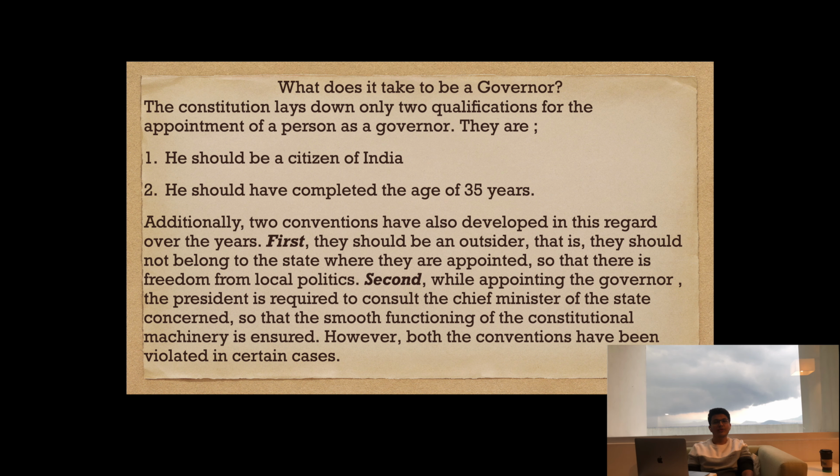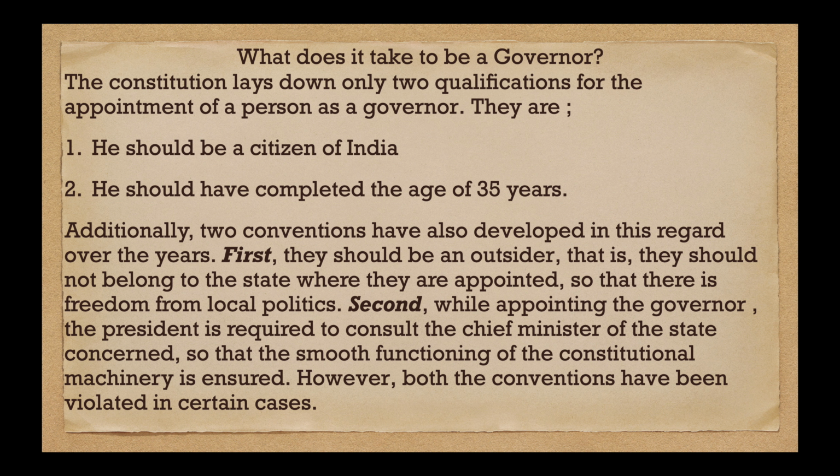Do you have what it takes to be a governor? The constitution lays down two guidelines for the appointment of a person as a governor. They are 1. He or she should be a citizen of India and 2. He or she should have completed at least 35 years of age. Additionally, two conventions have also been developed in this regard over the years. First, they should be an outsider, that is, they should not belong to the state where they are appointed, so that there is freedom from the local politics. Second, while appointing the governor, the president is required to consult the chief minister of the state concerned, so that the smooth functioning of the constitutional machinery is ensured. However, both the conventions have been violated in certain cases.